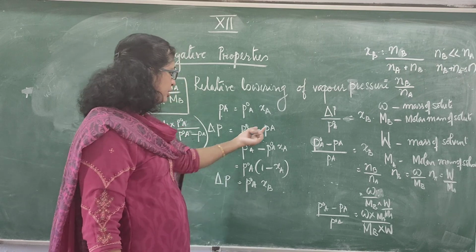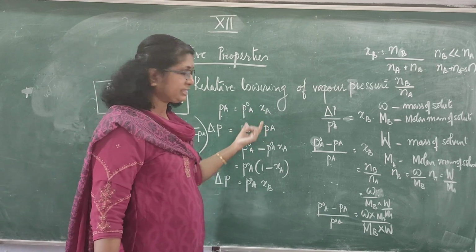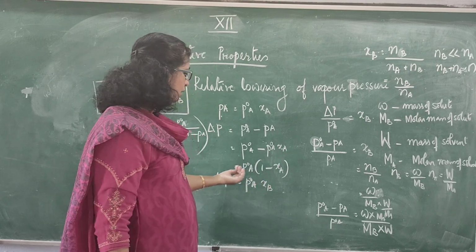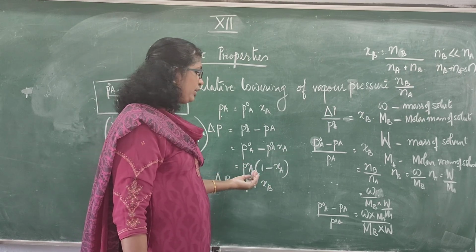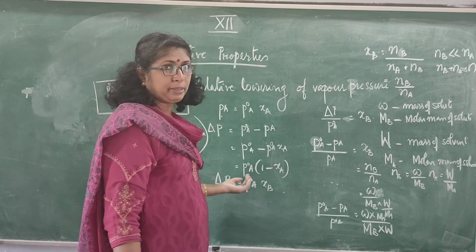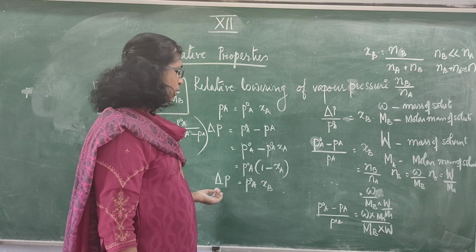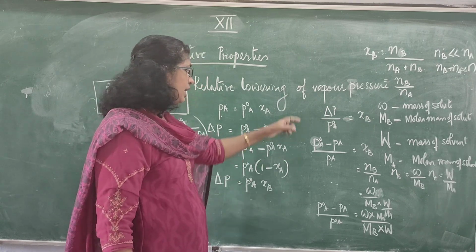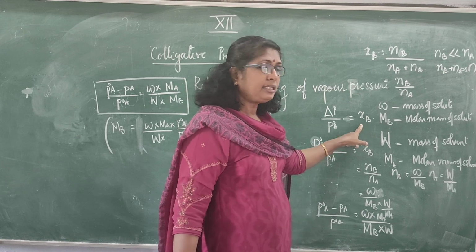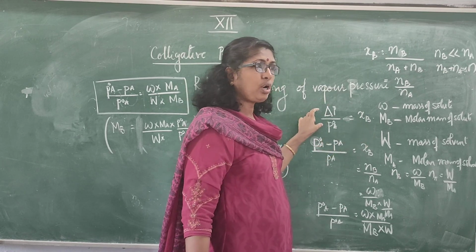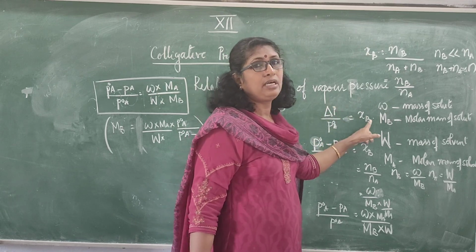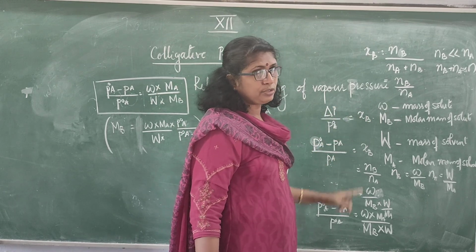That is equal to, instead of PA you can write P naught A into Xa. So P naught A minus P naught A into Xa, you take P naught A outside the bracket, it is P naught A into 1 minus Xa. Then 1 minus Xa is equal to Xb. So delta P is equal to P naught A into Xb, or delta P by P naught A is equal to Xb. And this ratio, that is ratio of lowering of vapor pressure to the vapor pressure of the pure solvent is equal to mole fraction of the solute.